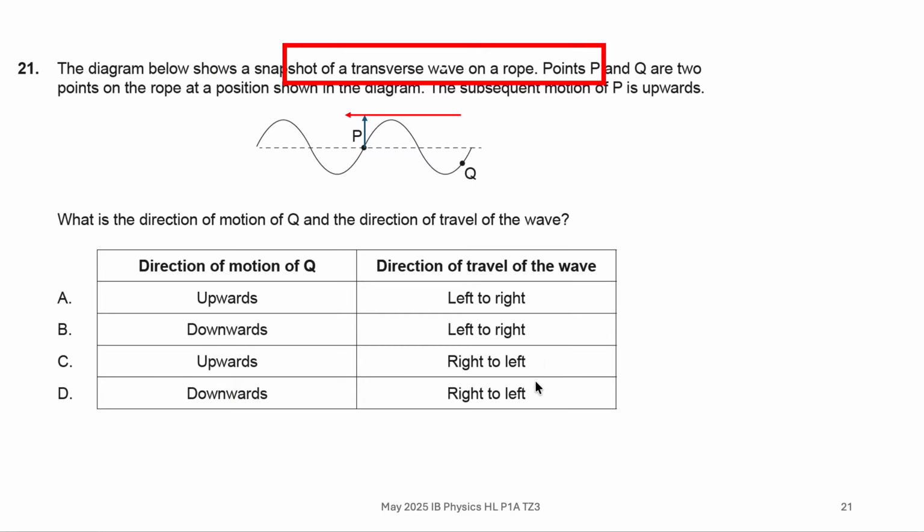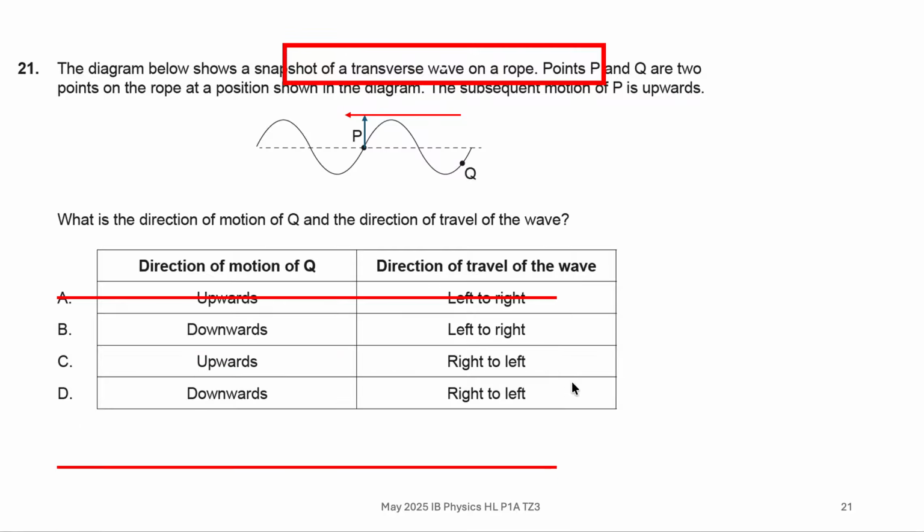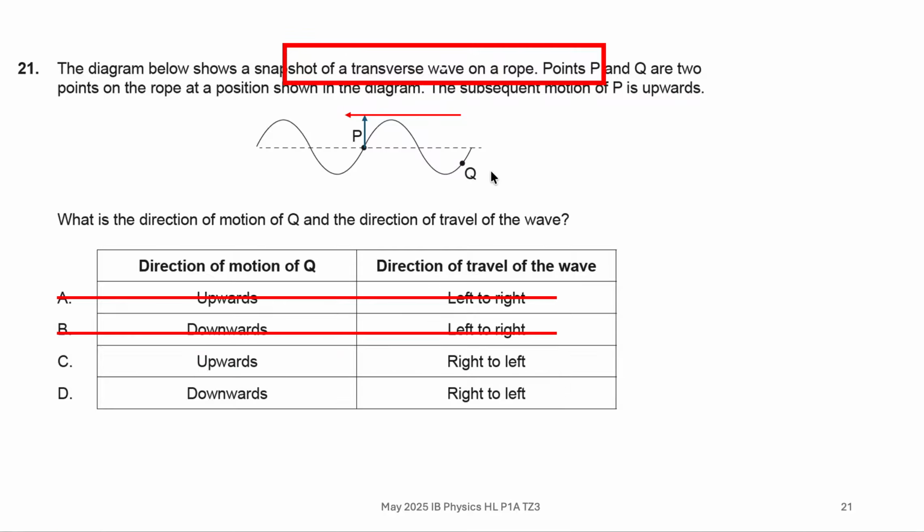So that's these two answers here. We've got right to left. We're going to get rid of A and B because the wave is moving from right to left. Now, typically, when IB does these questions, they put them left to right. In this case, they've changed it, probably just to try and confuse you, just to make things a little bit harder. So please do bear that in mind when you're doing this question.